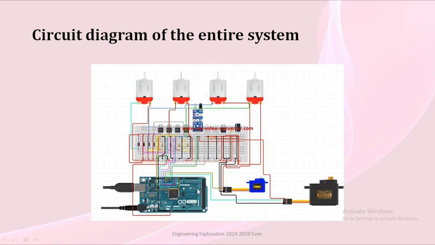This is the circuit diagram of our entire system. The components used in this diagram are 4 DC motors, an IR sensor, 2 LEDs, an Arduino board, a micro servo 9G, a servo MG995, and 2 L293D motor drivers. All these connections are made as shown in this figure.